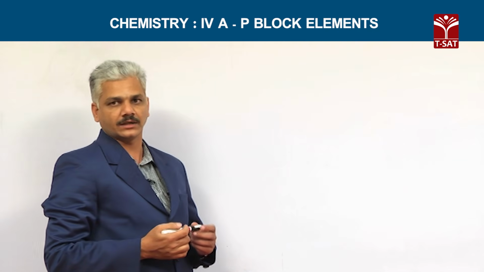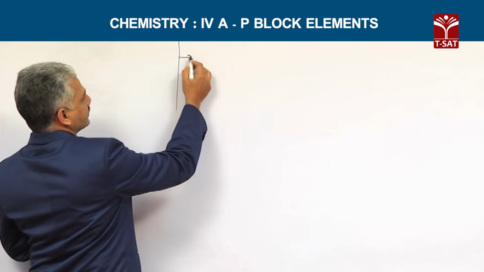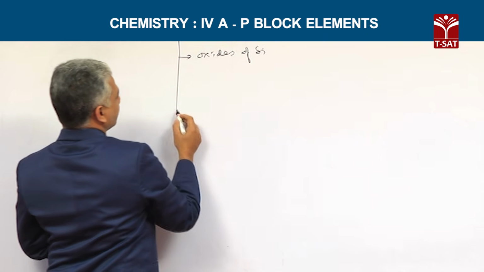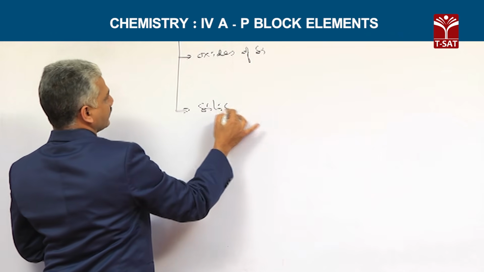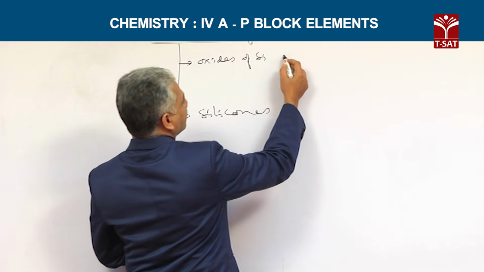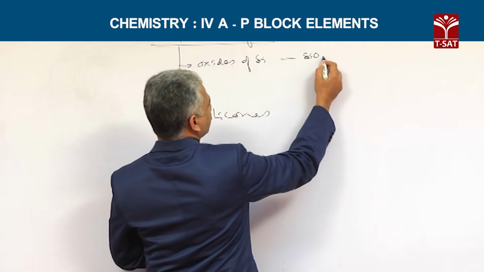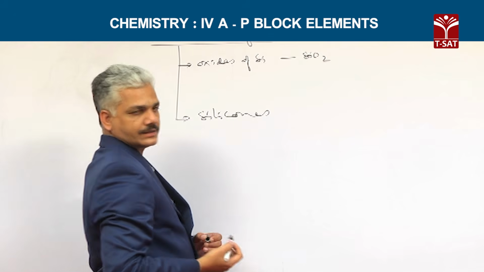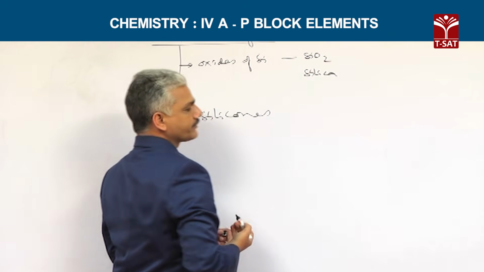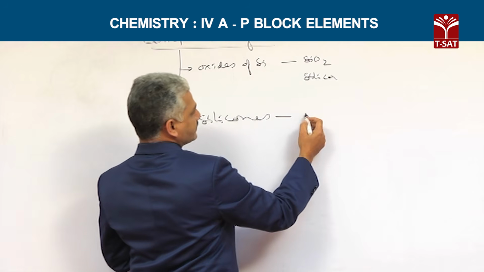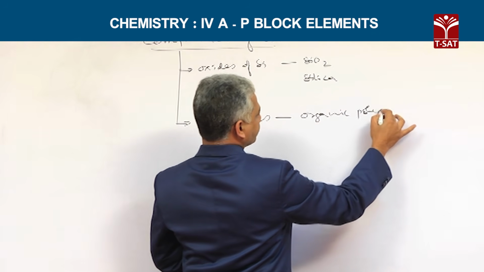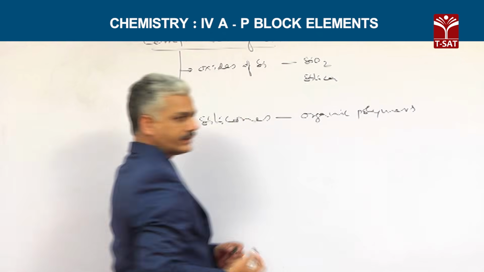Compounds of silicon. Here we will come across oxides of silicon and silicones. Silicon gives silicon dioxide, which is also known as silica, whereas silicones are organic polymers involving silicon.